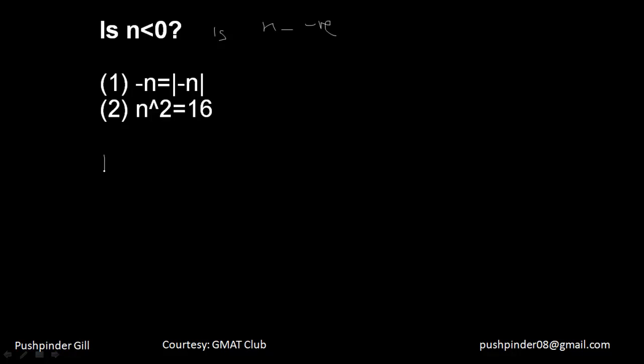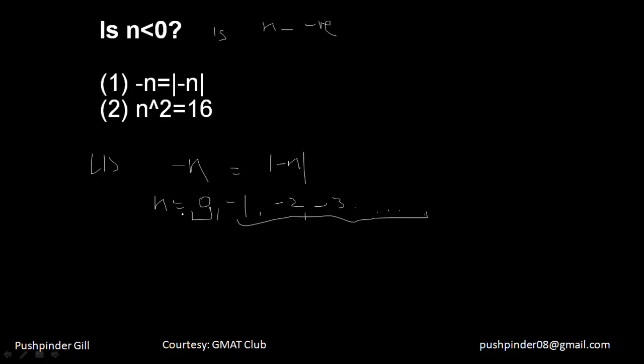Statement number 1 says that minus n is equal to modulus of minus n, which is only true if n is either 0, we're going to talk about integers in the beginning, or minus 2 or minus 3, if n is one of these numbers. That means, am I sure n is negative? No, I'm not sure, because in my set of n there are negative numbers, but there is this 0 as well, which is not negative. That means I'm not sure whether n is less than 0 or not, right? That means statement 1 is not sufficient.